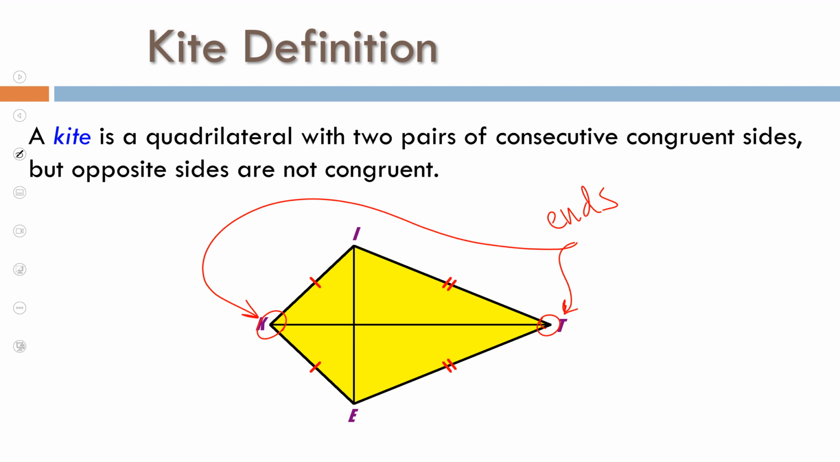The diagonal that connects the ends bisects the other diagonal. In other words, for those of you that are visually minded, that is congruent to that. Those two are equal. The other two are not equal.